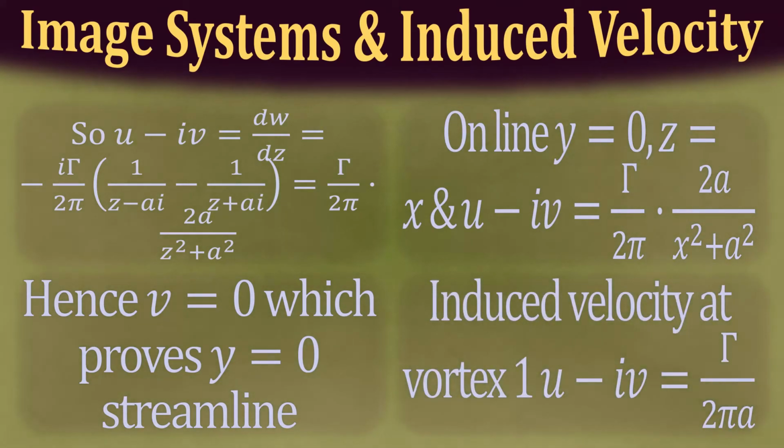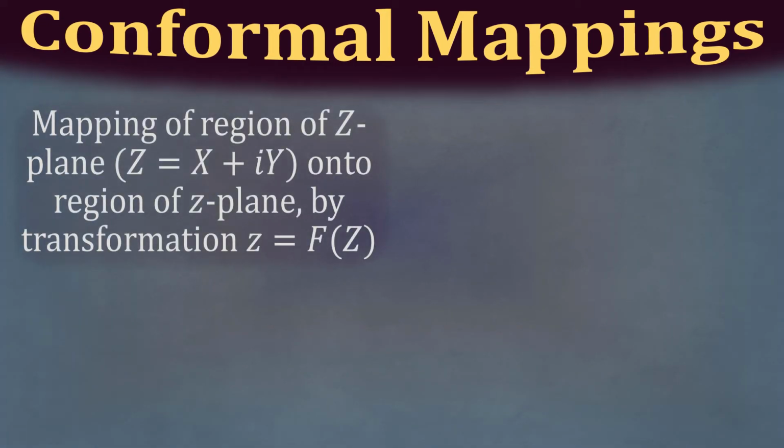Now let's discuss conformal mapping. Consider the mapping of a region of the capital Z plane, where capital Z is equal to capital X plus i times capital Y, onto a region of the lowercase z plane by the transformation z is equal to f of capital Z. If f of capital Z is an analytic function of capital Z, then the mapping z is equal to f of capital Z is said to be conformal at all points where the derivative of f at capital Z does not equal 0.